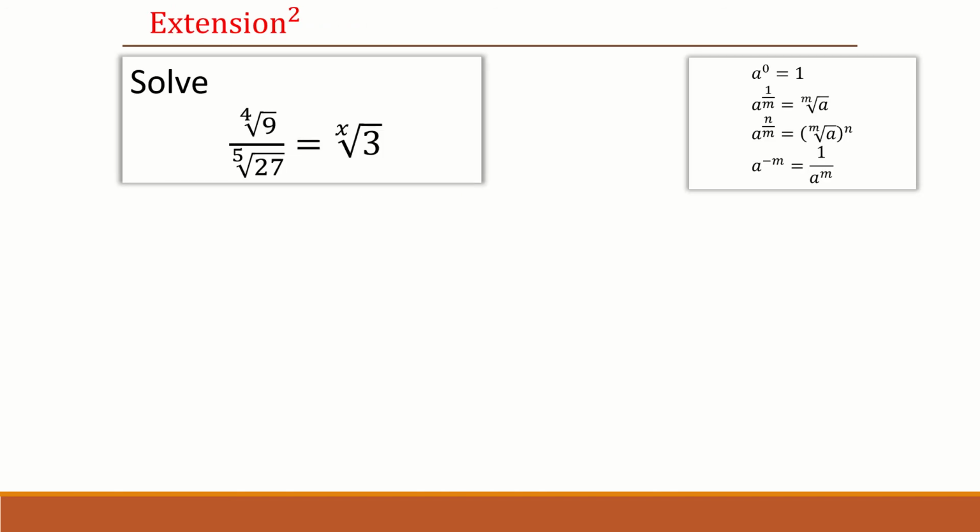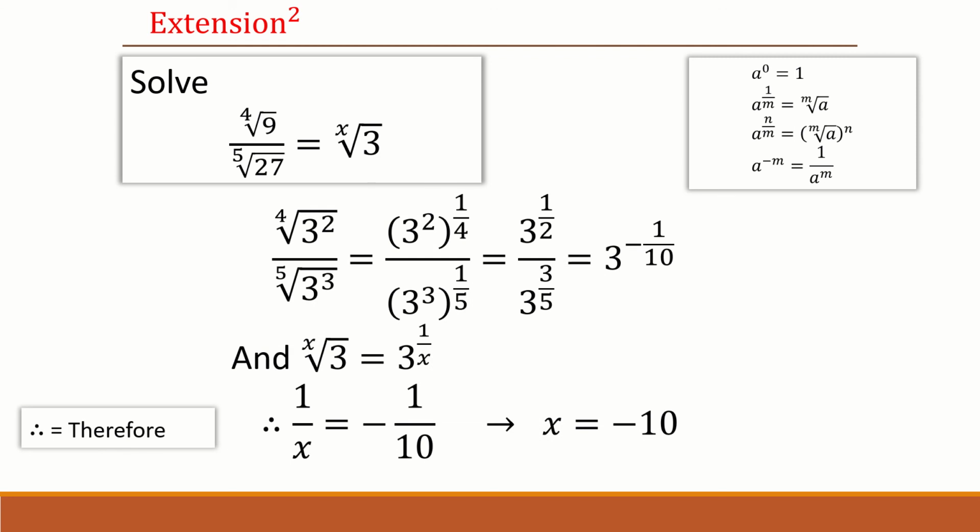Finally, have a go at this extension squared question. It isn't very hard. Just turn the numbers into a form of 3 to the power of something. And the laws of indices are on the right, in case you forgot. So this is the answer. So firstly, we turned 9 and 27 into powers of 3, which is 3 squared and 3 cubed respectively.